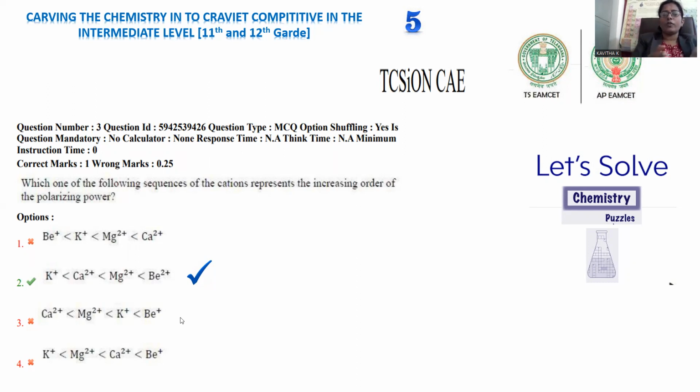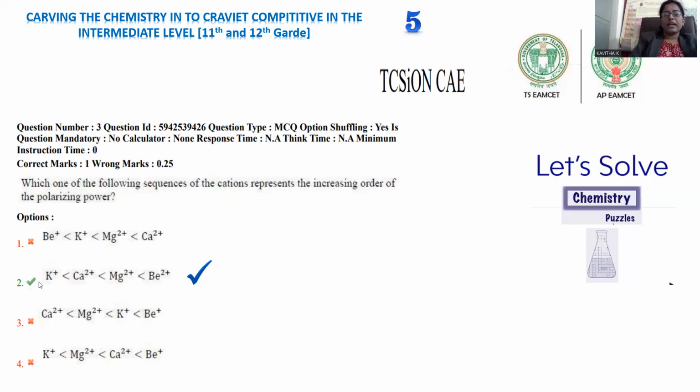In order to form the covalent bond, what kind of species are favorable? What kind of species are more favorable for the covalent bond formation, right? Polarizing power of the given cation will be inversely proportional to its size. Smaller the size, greater the polarizing power, greater the covalent bond formation, right?